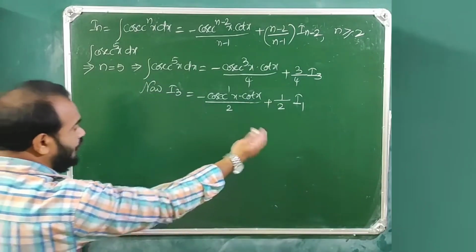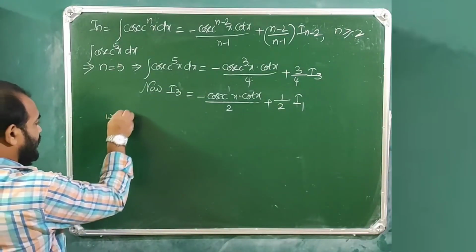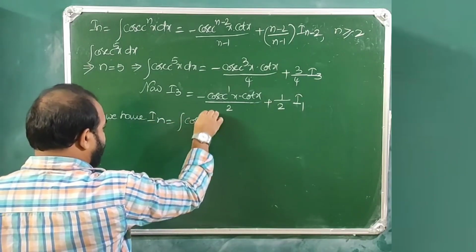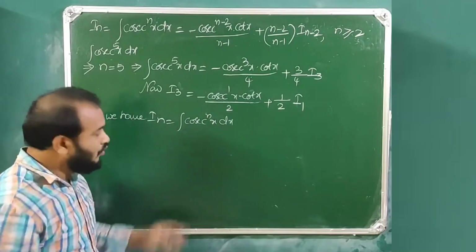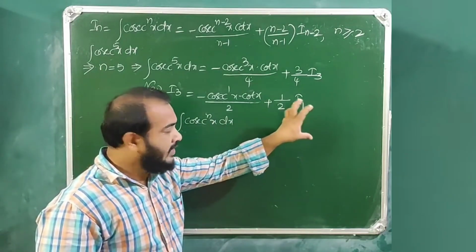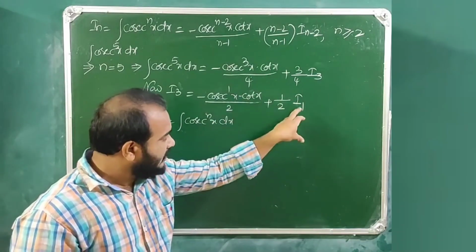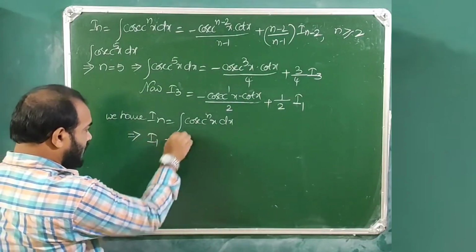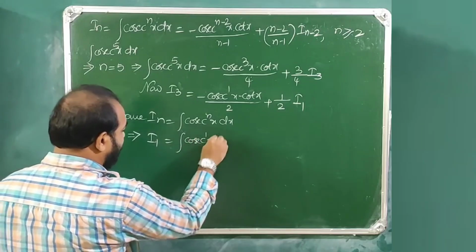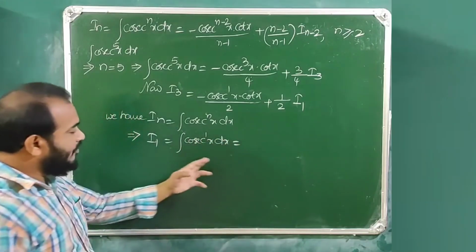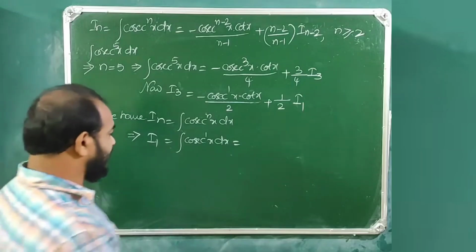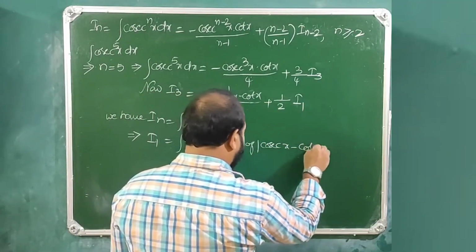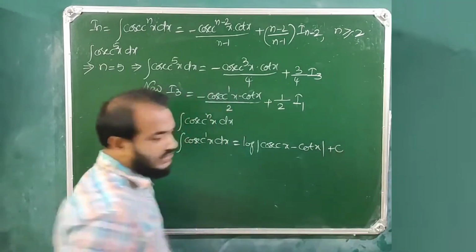So what should we do? We have In equals integral cosecant power nx dx, which we had taken earlier to deduce this reduction formula. So in that, substitute n equals 1. Here I1 is equal to integral cosecant power 1x dx, so cosecant x dx. Integral cosecant x dx is log modulus of cosecant x minus cot x plus constant of integration c.